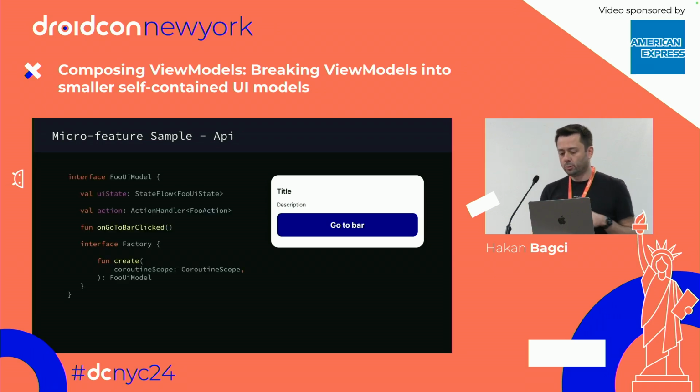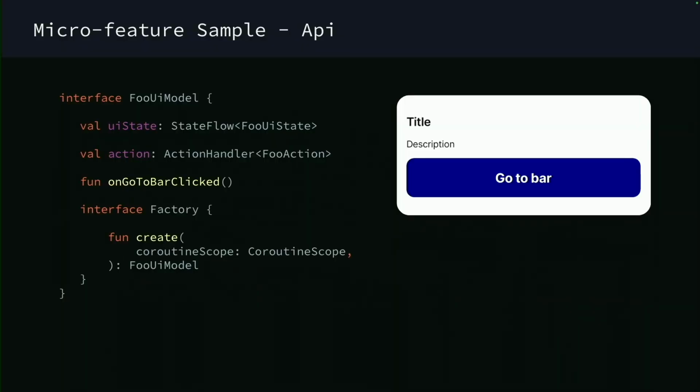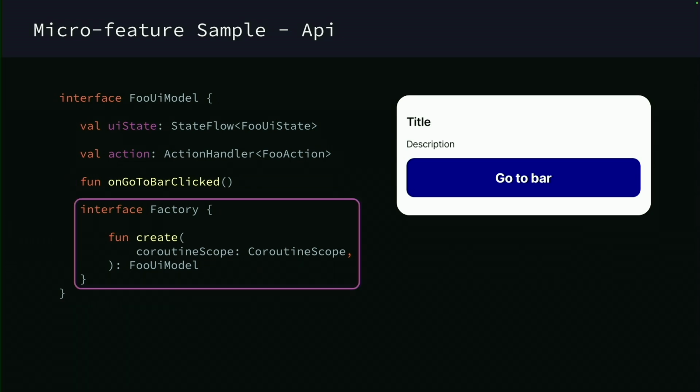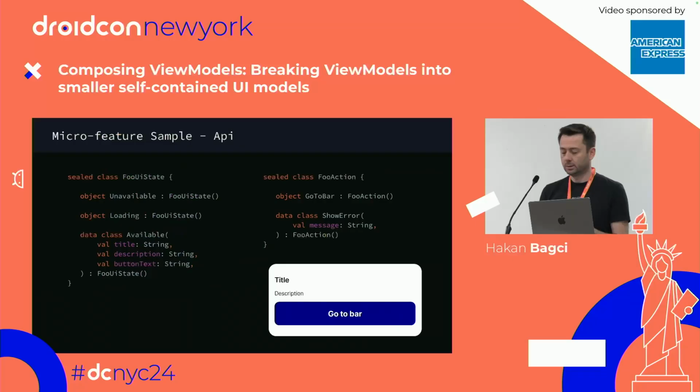Foo UI model has an observable UI state called foo UI state. It has an action observable to publish one-time consumable actions to UI, like showing snack bar, etc. And there is a click listener that will be called from the UI. It also comes with the factory interface here, which is required for creating the foo UI model. In this case, our UI model requires a coroutine scope from the parent, and that's it for interface declaration.